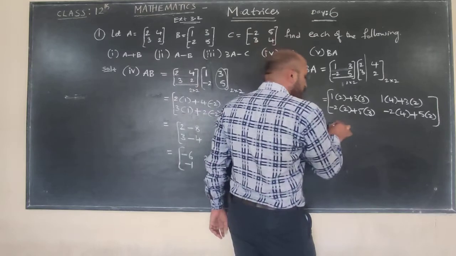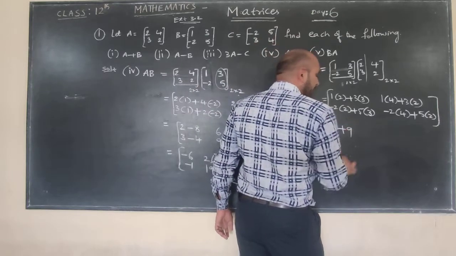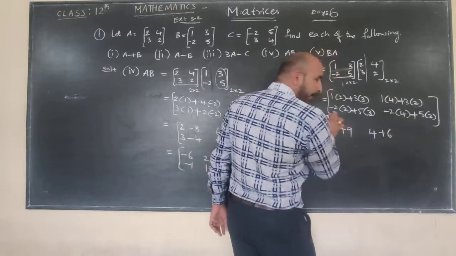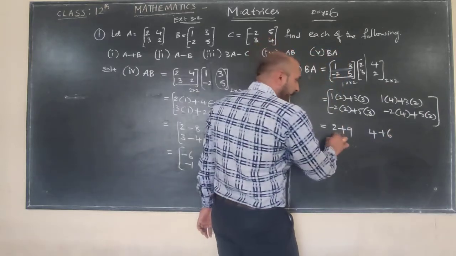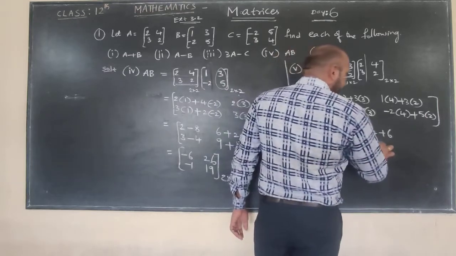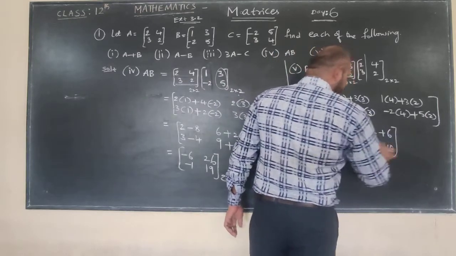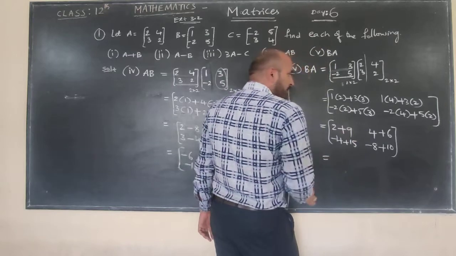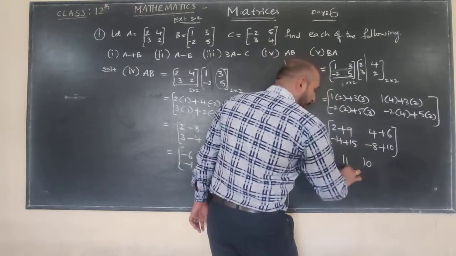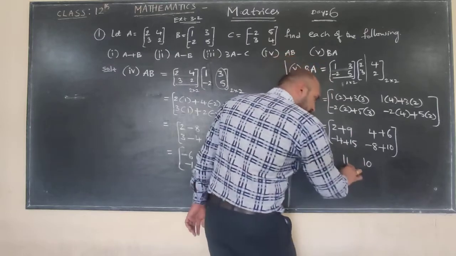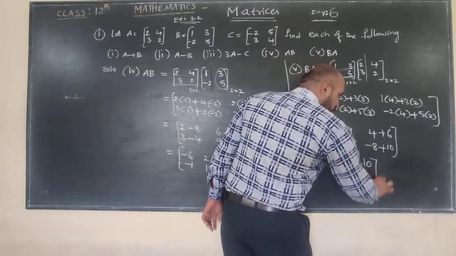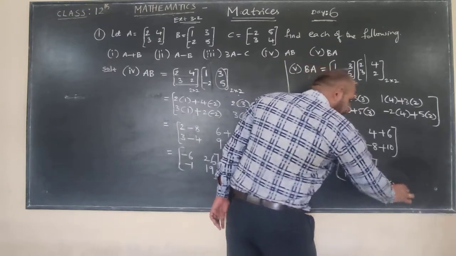So 1 into 2 plus 3 3s are 9, 4, 1 4s are 4, plus 3 2s are 6, minus 2 into 2, minus 4, plus 3 5s are 15, minus 8, plus 5 2s are 10. Which is equal to 2 plus 9, 11, 4 plus 6, 10, minus 4 plus 15, that value is 11, minus 8 plus 10, that is equal to 2, which is also 2 cross 2.